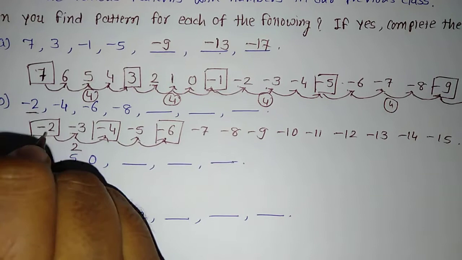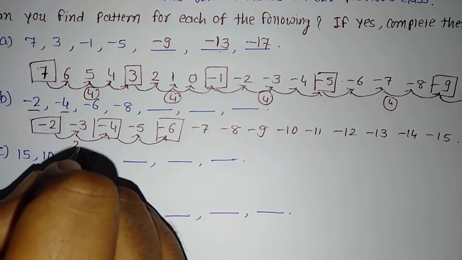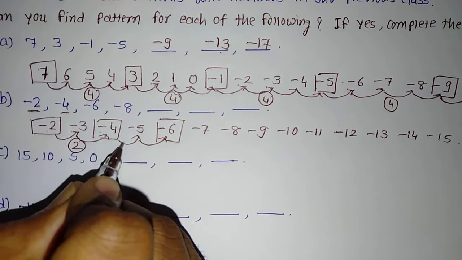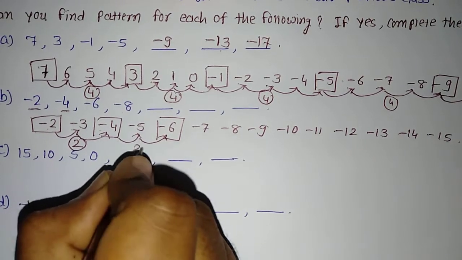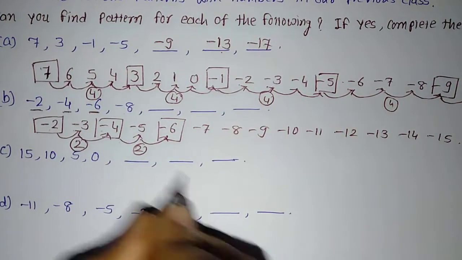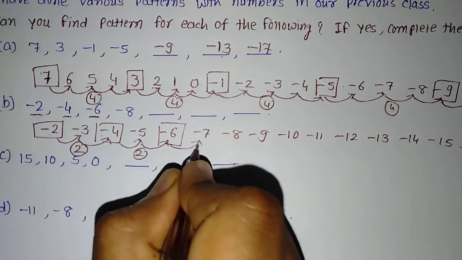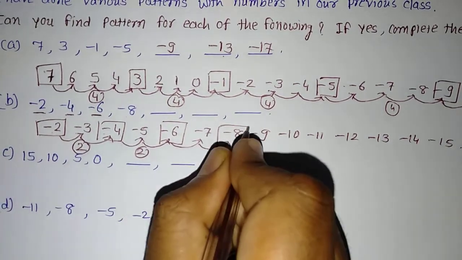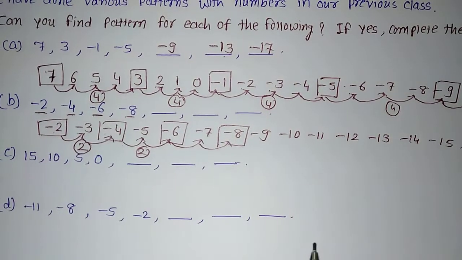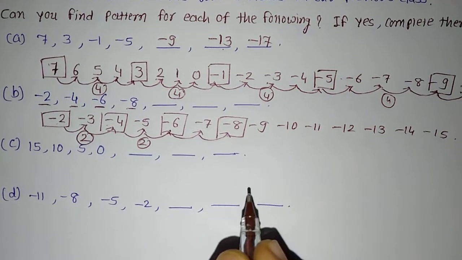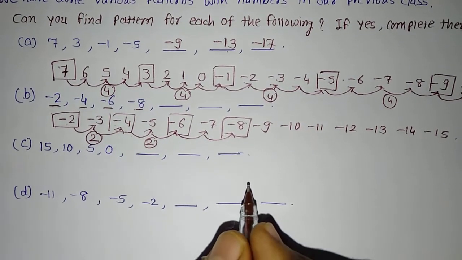You can see minus 2, then the number is minus 4 with the gap of 2. Similar way, again after the gap of 2, it is minus 6. Then again we'll go with the gap of 2. Then the next number is minus 8, that you can see here. So what would be the next number?